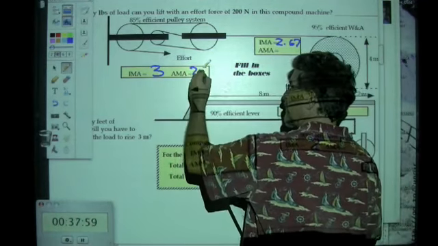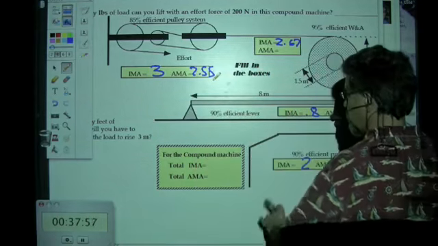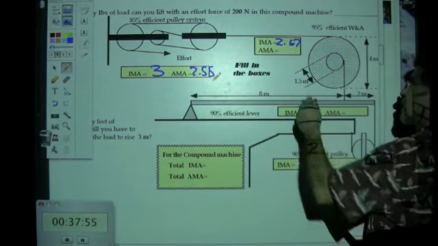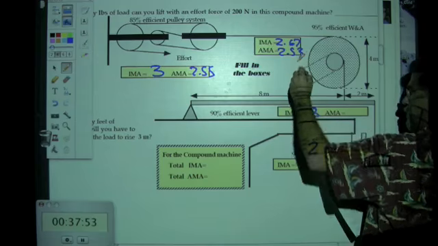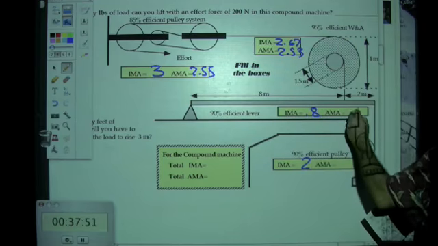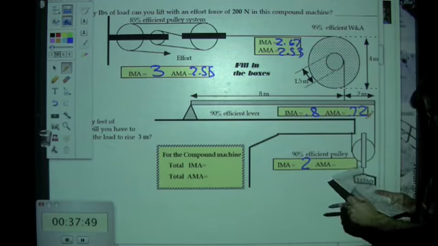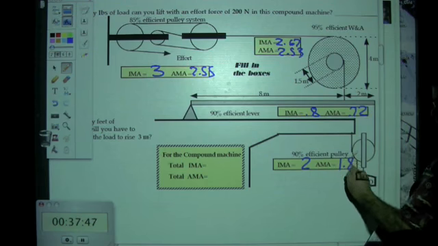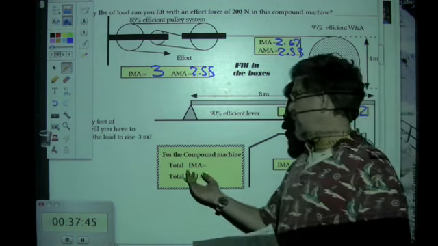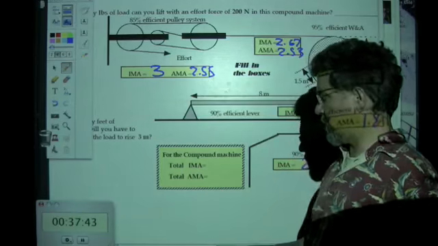That's 2.55. You're getting a lot of points on this problem when you're just doing this kind of stuff. 2.53, 0.72, and 1.8. Okay? Now, you're supposed to find what's the overall total IMA and total AMA.